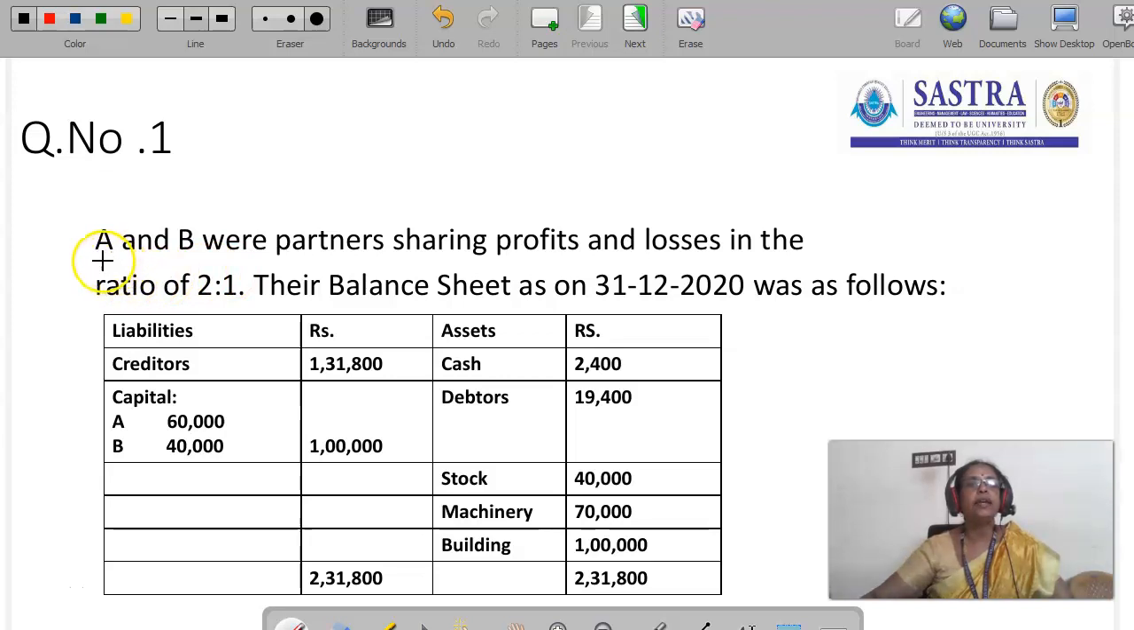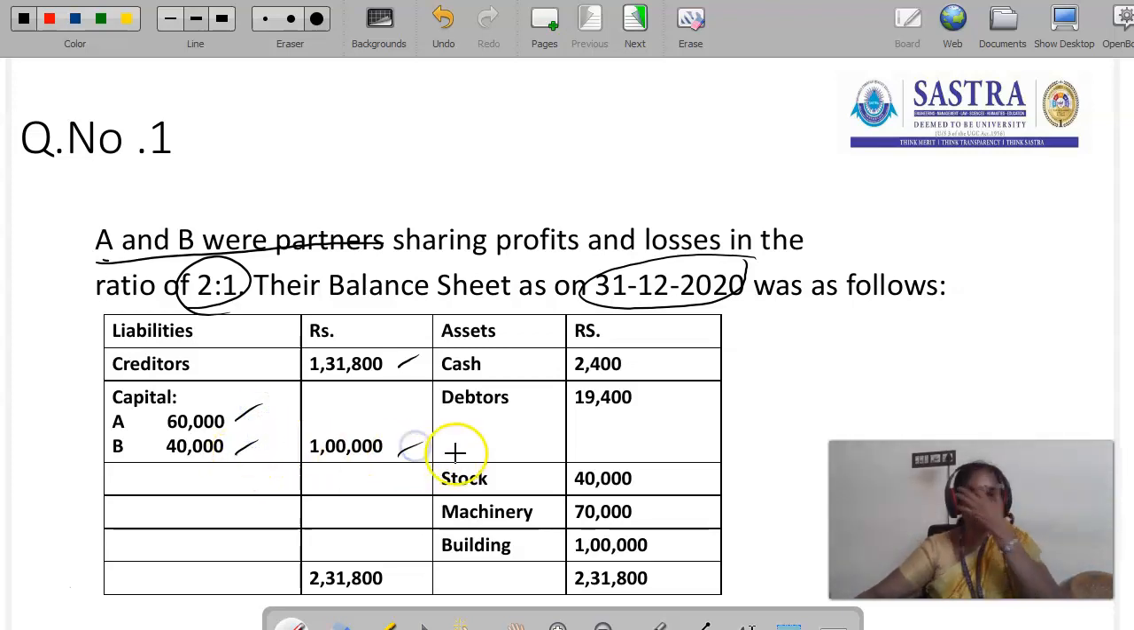Let's see the comprehensive problems in the area of admission of partners. There are two partners, A and B. They were partners sharing profit and losses in the ratio of 2:1. The balance sheet as on 31st/12/2020 was as follows. Creditors 1,31,800, liability side capital 60,000 A, B 40,000, total 1 lakh.